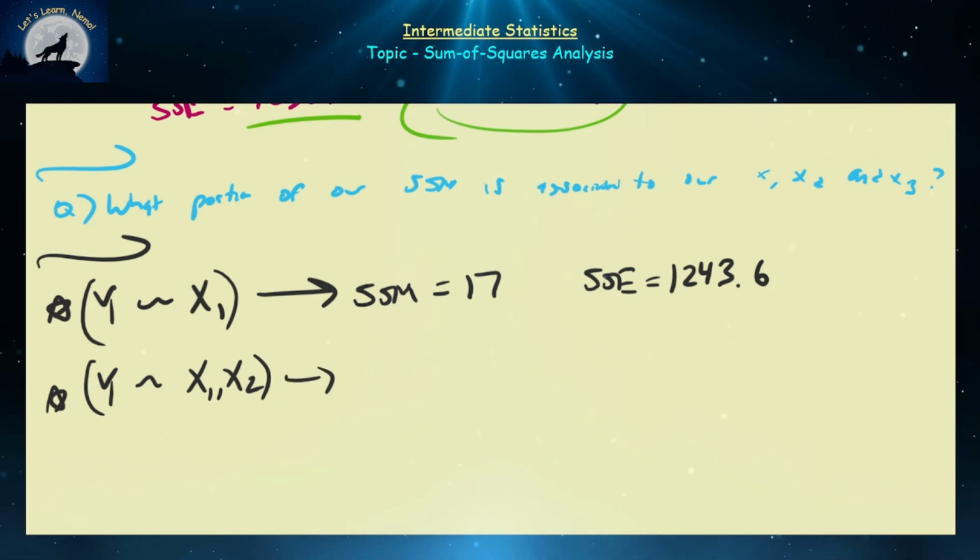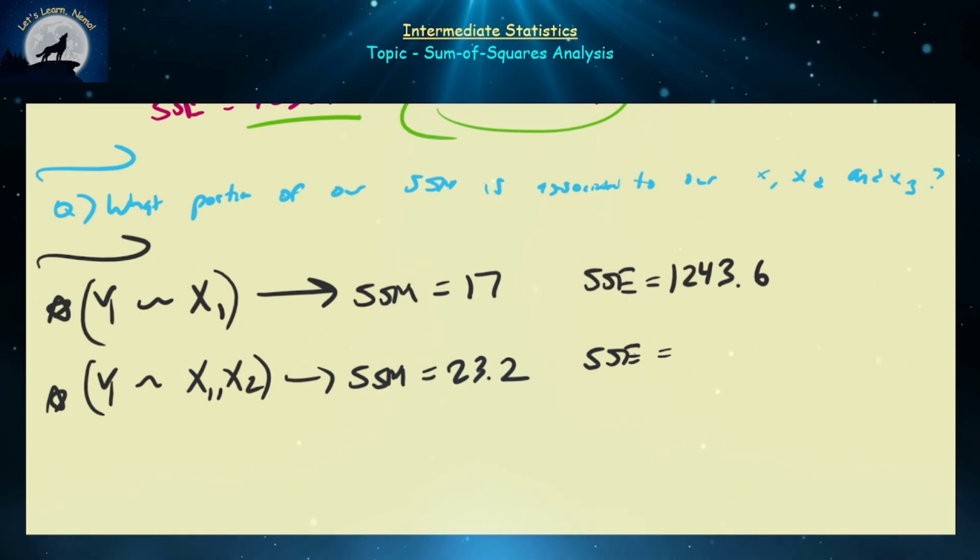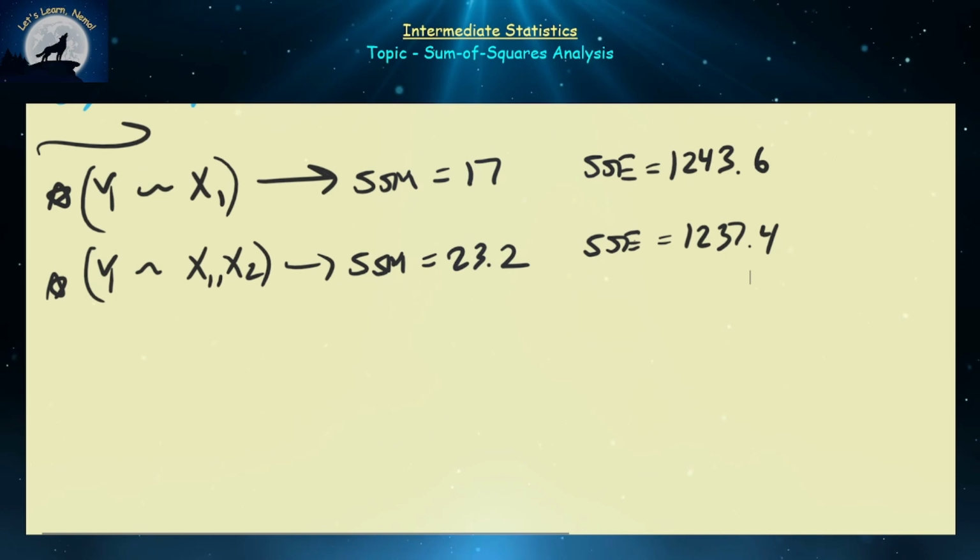Now, keep in mind, every time you add a variable, your SSE will always be less than it was before, and your SSM will always be more than it was before. So SSM is guaranteed to increase as long as the coefficient for our new variable is non-zero. In this case, let's assume that our SSM is equal to 23.2, right? So obviously it increased, and let's pretend that our SSE decreases in a similar manner. In particular, this would go to 1237.4. Keep in mind, SSM and SSE increase and decrease by the same magnitude because SST stays fixed.